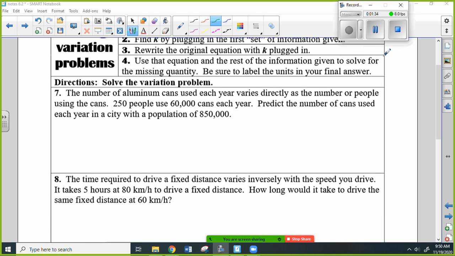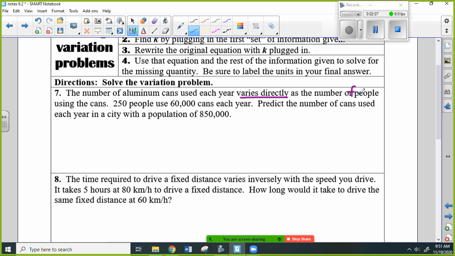First problem says the number of aluminum cans used each year varies directly. I see the words varies directly, so I'm going to have that jump out at me, as the number of people using the cans. Before I get to any numbers, before I get to the next sentence, I need to write an equation that represents that relationship.